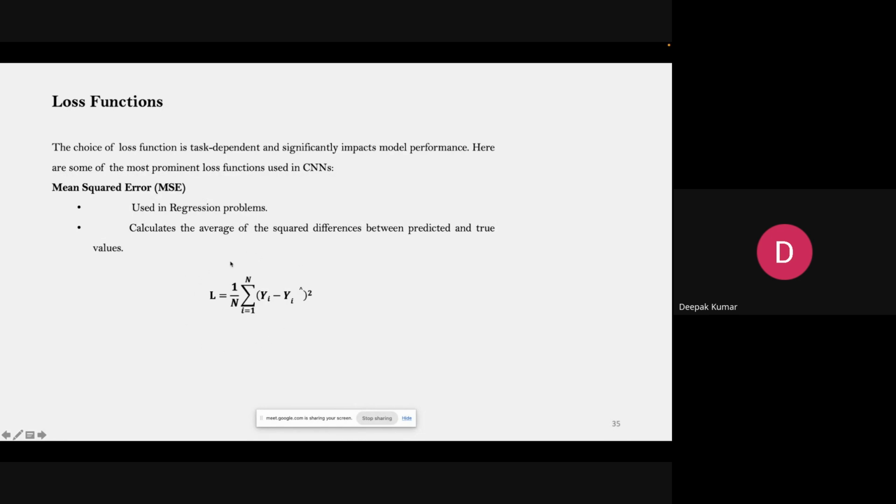Similar function is used in CNN as well, whenever we use a regression objective function, or we want to find out the difference between the actual numbers, right?